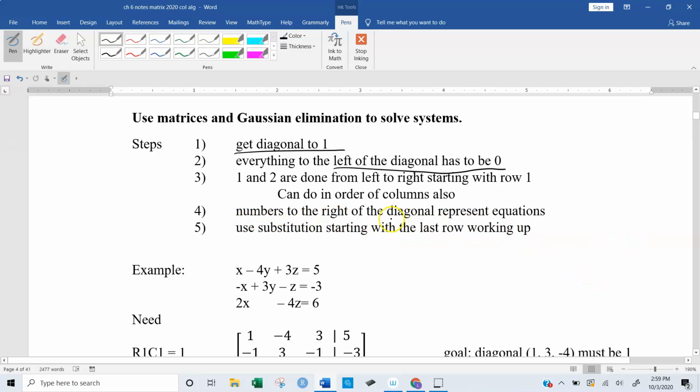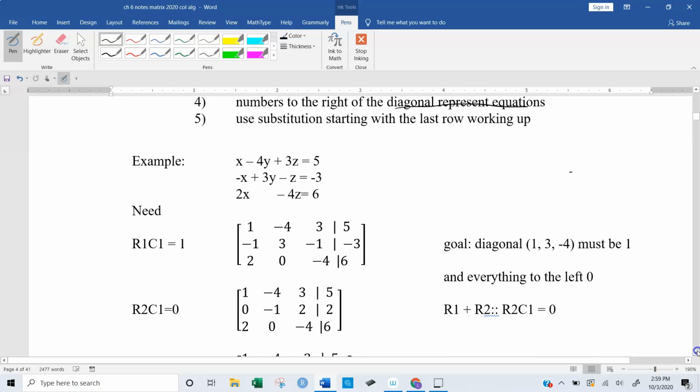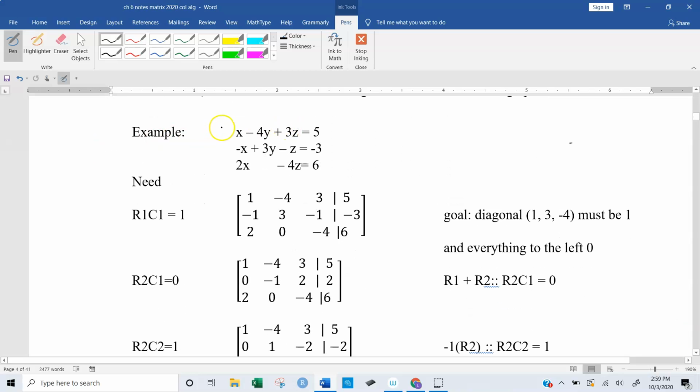Numbers to the right of the diagonal represent equations. Okay, here we go. So I'm going to take my 3 equations, and I'm going to write them in an augmented matrix. So we got 1, -4, 3, 5, which came from here. Your next coefficients are -1, 3, -1, -3, 2, 0, -4, 6. Should recognize that one by now.